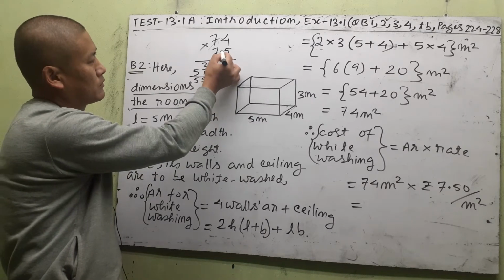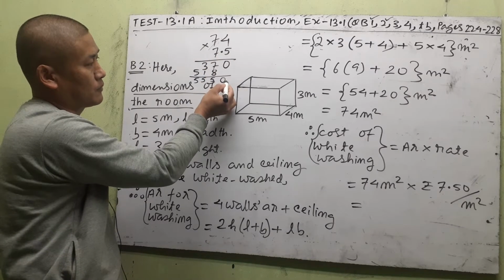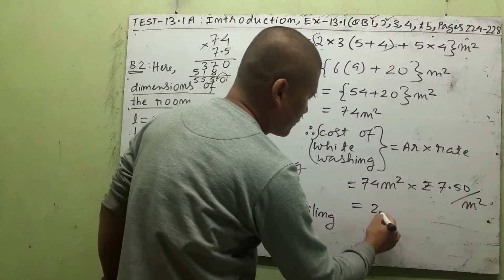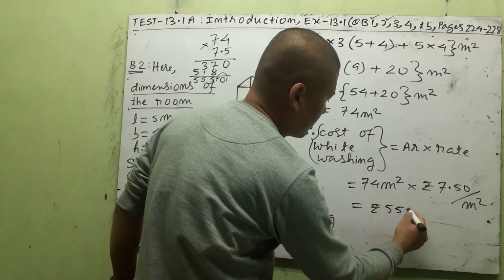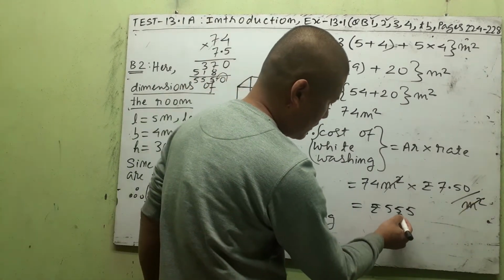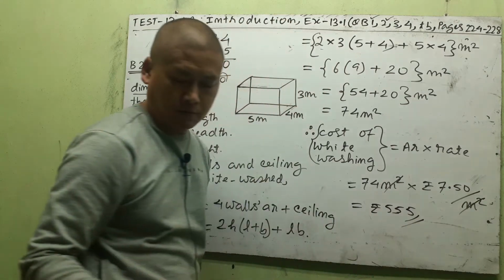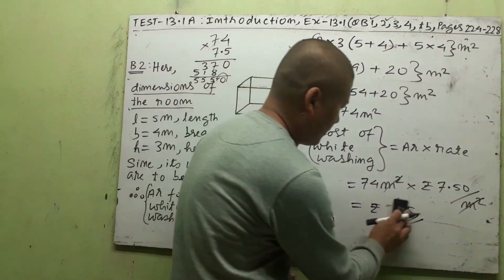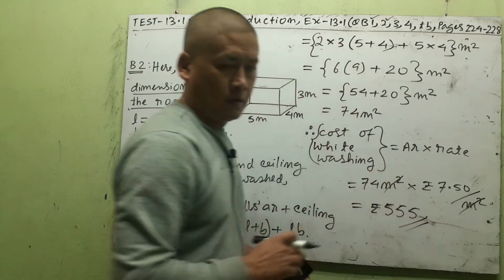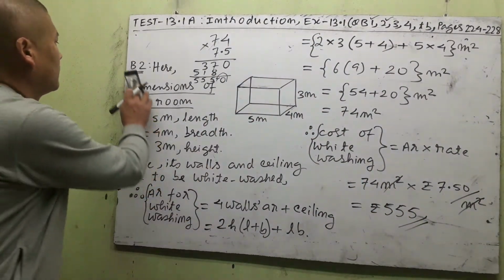Only one decimal place. On the right is decimal. So here, right from the extreme right, go one place left only. So that is rupees 5, 5, 5. Because this meter square will cancel off. So the price we have to pay is rupees 555. So B2 is also done.